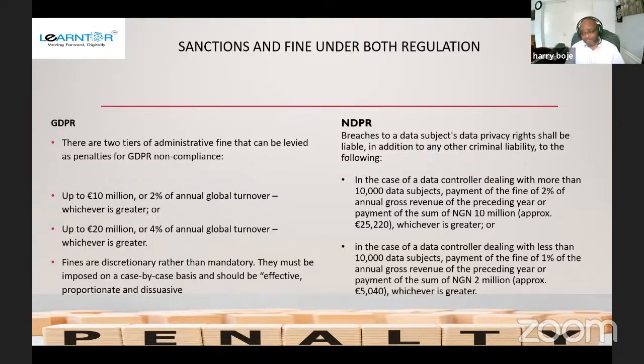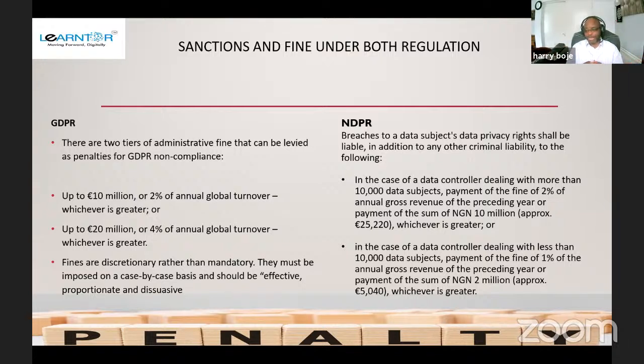While in the case of NDPR, it's stated slightly differently. In the case of a data controller dealing with more than 10,000 data subjects, payment of 2% of annual turnover of the preceding year, or 10 million.